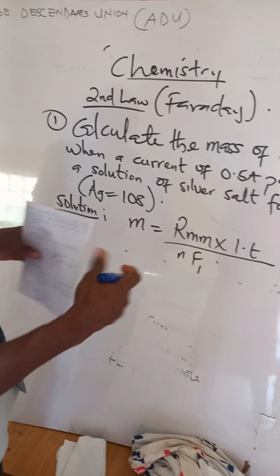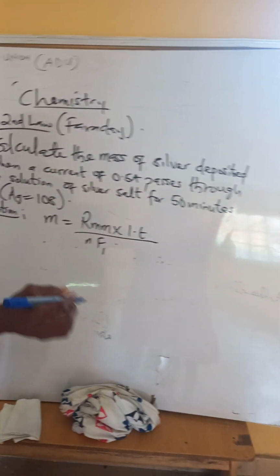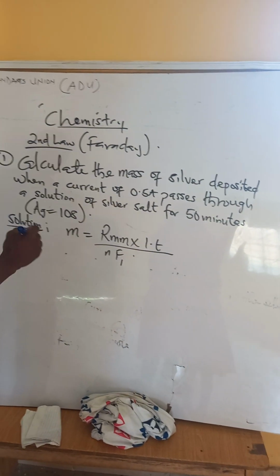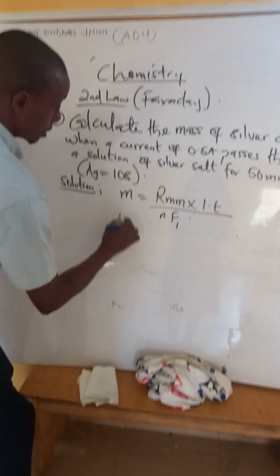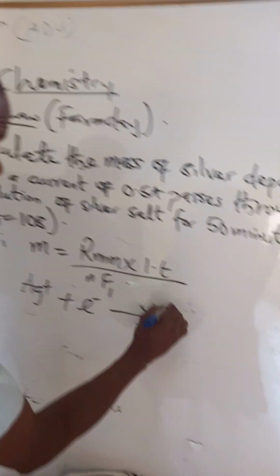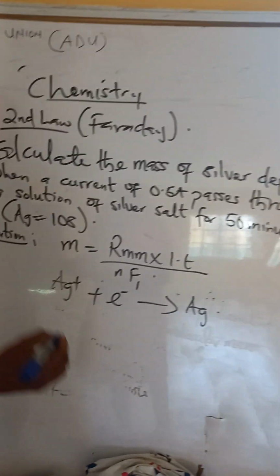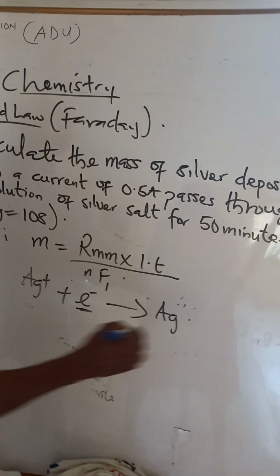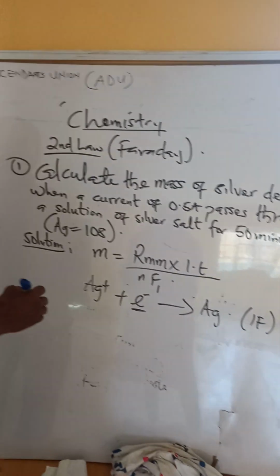The question is asking us to calculate the mass of silver deposited. So to know the number of Faraday needed for silver, we are going to write the reduction reaction at the cathode. Silver is going to gain 1 electron to give us a mole of silver. So the number of electrons involved is the number of Faraday we are going to use. That means we are going to use 1 Faraday.